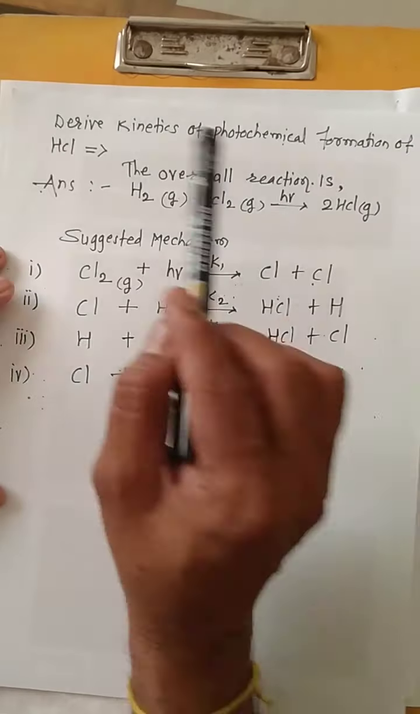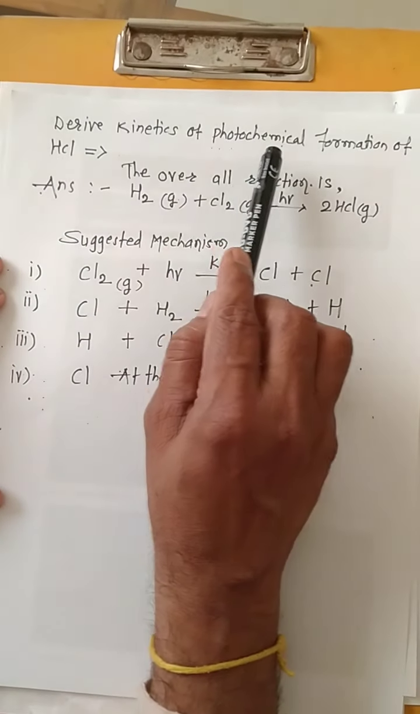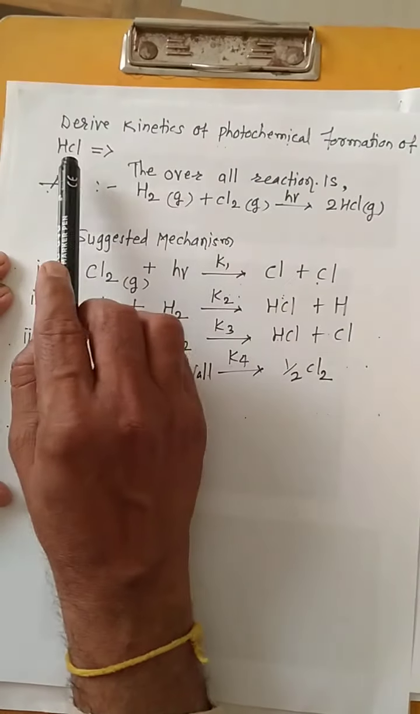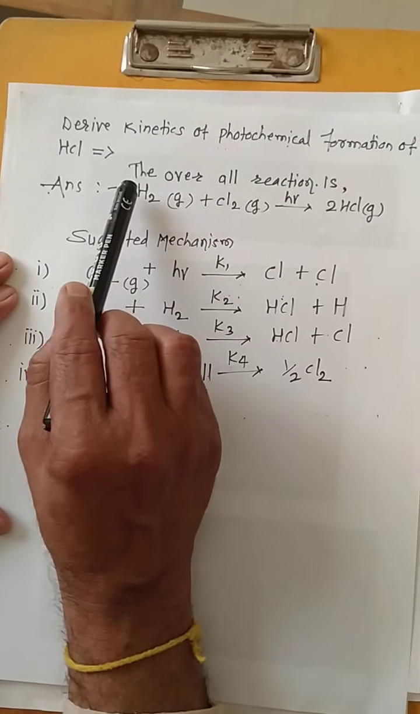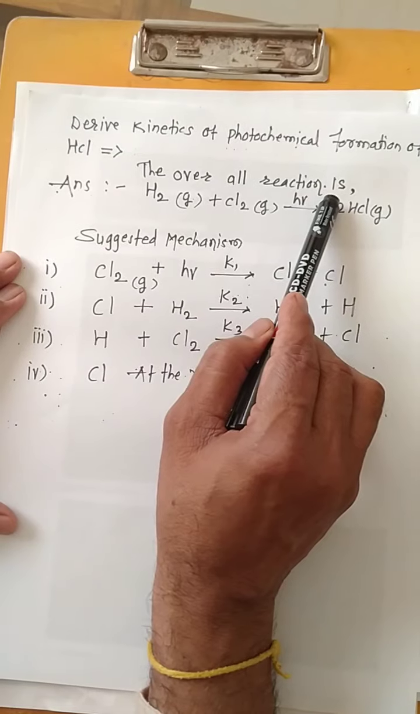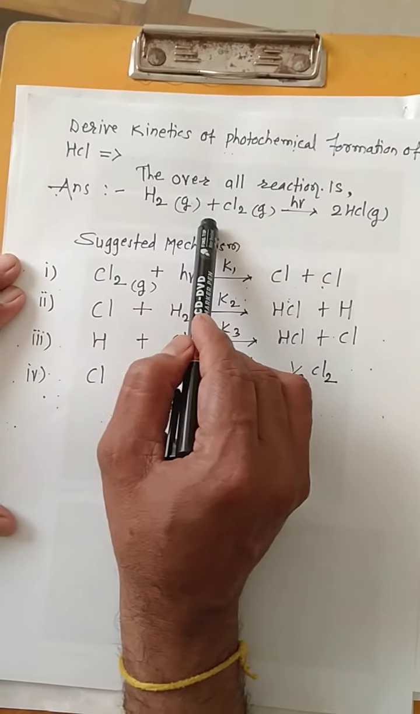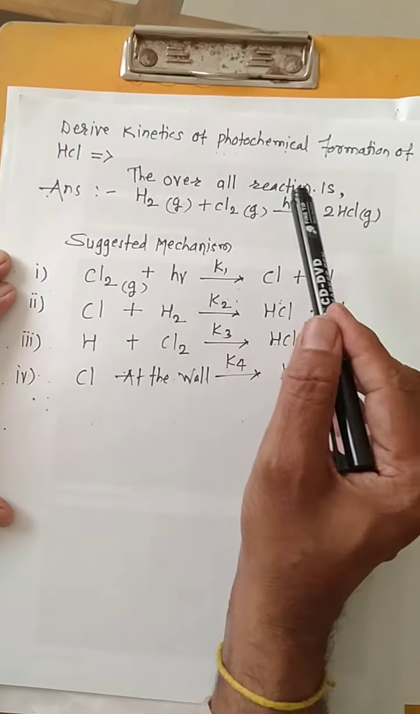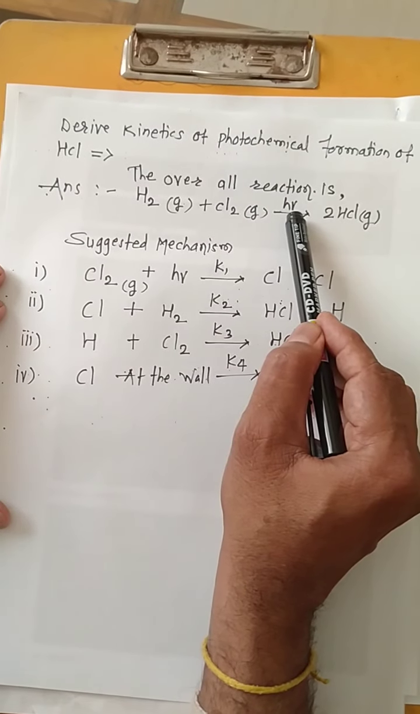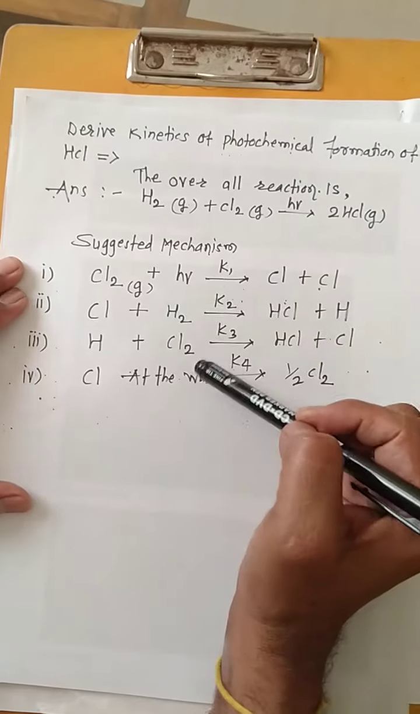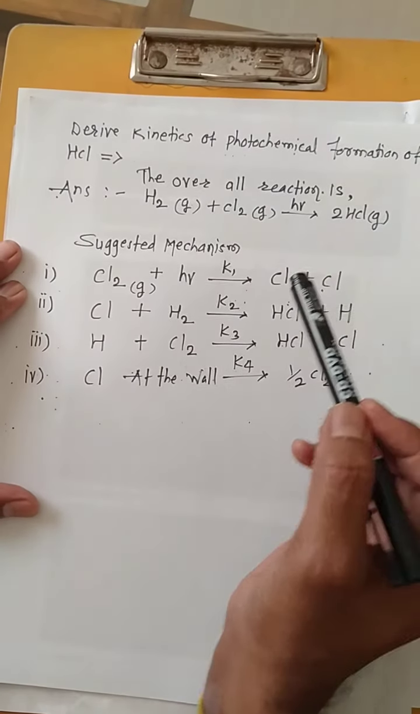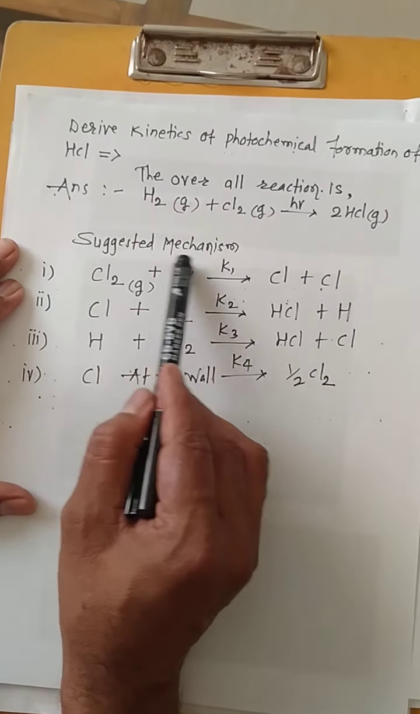Dear students, derive kinetics of photochemical formation of HCl. The overall photochemical reaction is H2 gas plus chlorine gas in presence of light photons to form 2HCl gas. For the derivation of this equation, there are suggested mechanisms.